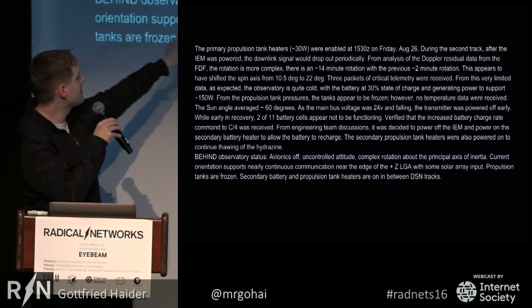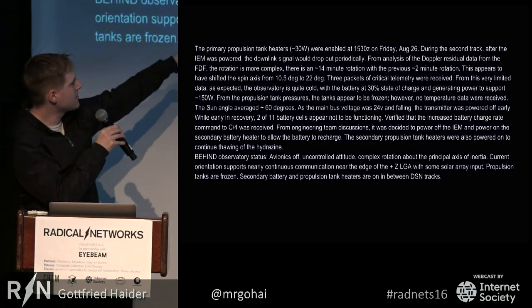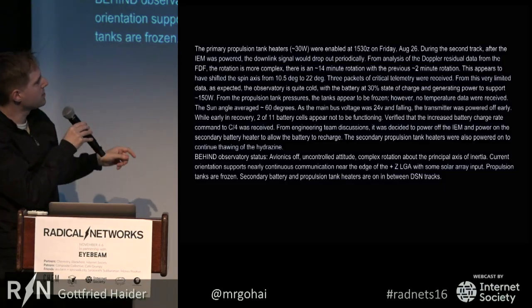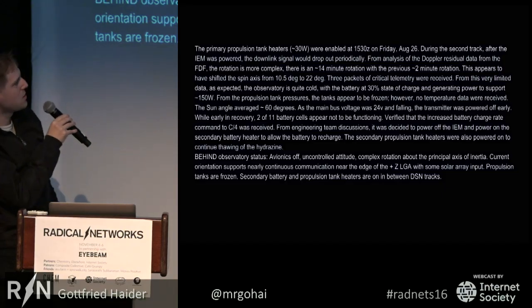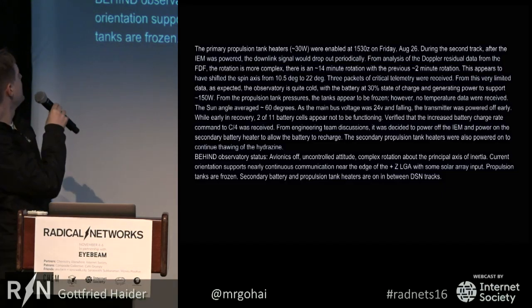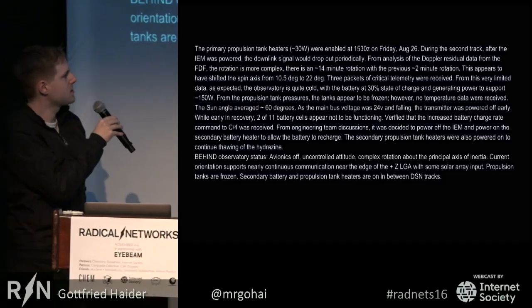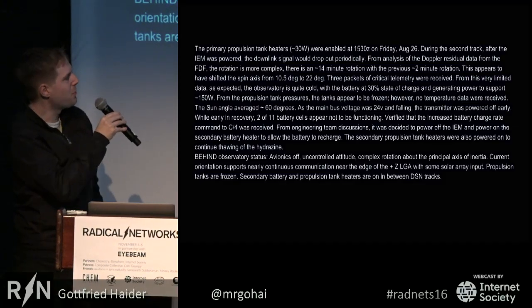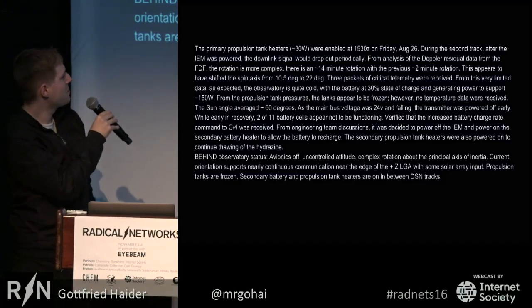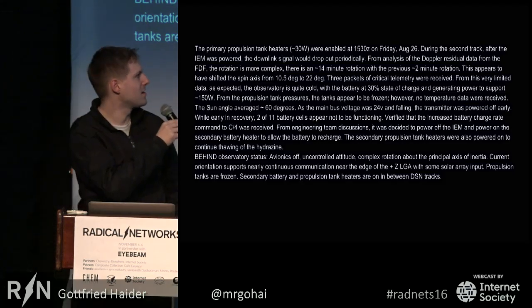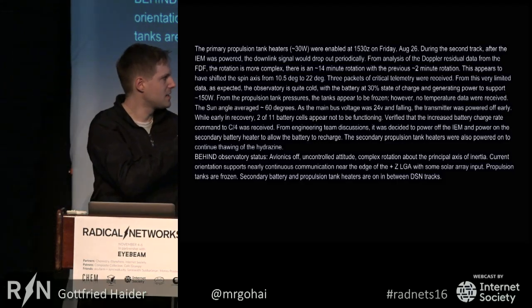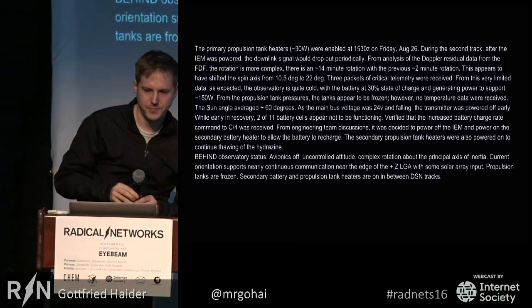the states, the observatory status: avionics off, uncontrolled attitude, complex rotation about the principal axis of inertia. Current orientation supports nearly continuous communication near the edge of the plus login antenna with some solar array input. Propulsion tanks are frozen. Secondary battery and propulsion tank heaters are on in between the Deep Space Network's tracks.